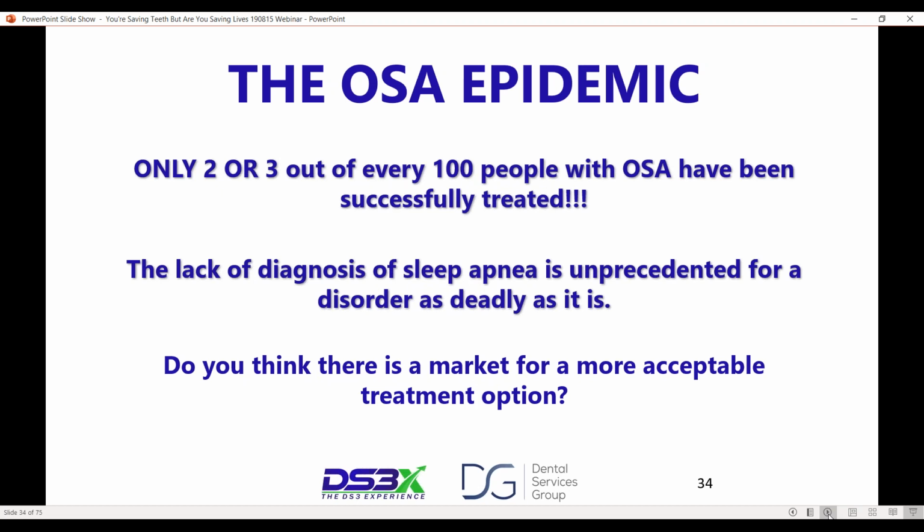But what isn't our estimates is that less than 15% of the people who have apnea know they have it, 15% at best. And of those people, most of them don't wear their CPAP. So when you dwindle that down, 2 to 3% of the people who have obstructive sleep apnea are successfully treated.